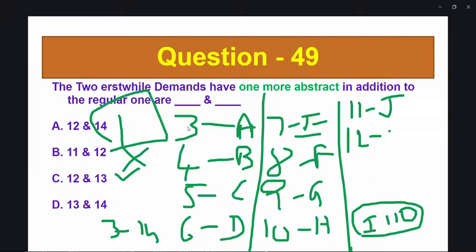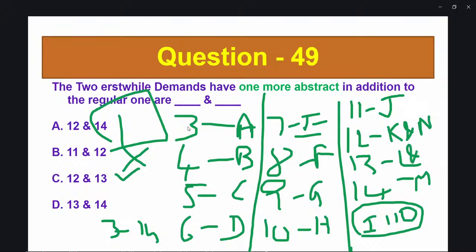Now the 12 is? 12 is K and N, sir. First we will tell K. K is miscellaneous working expenses. Then 13 is L. 14 is M, sir. And this 12 has one more abstract, that is after M, N. N is suspense, MAR and demands payable.